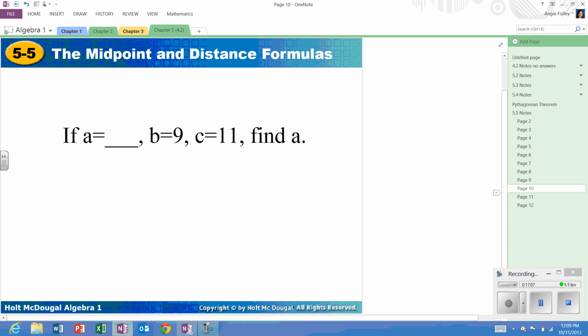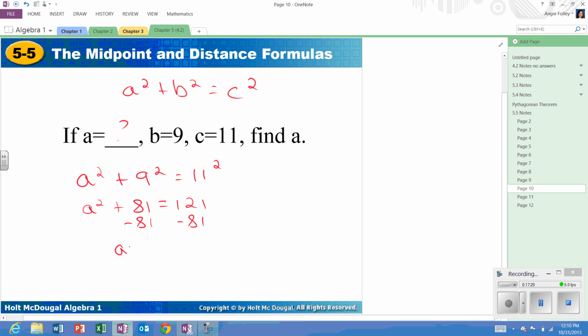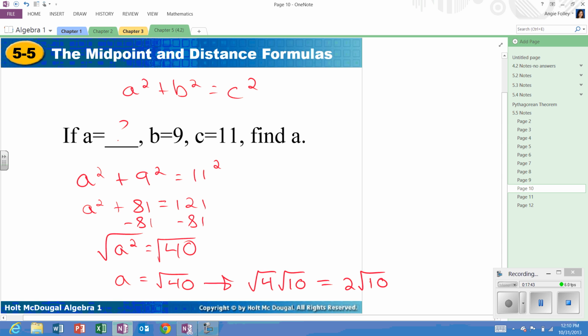And then our last example, just solving for your Pythagorean theorem again. So we want to know the missing leg. We know that a squared plus b squared is equal to c squared. That's our Pythagorean theorem. So a squared plus 9 squared equals 11 squared. That gives us a squared plus 81 equals 121. Subtract 81 from both sides. We get a squared is equal to 40. Now I'm going to take the square root of both sides and get a is equal to the square root of 40. If you want to simplify it, that's like 4 times 10, which is equal to 2 radical 10, because when we take the square root of 4, we get 2.